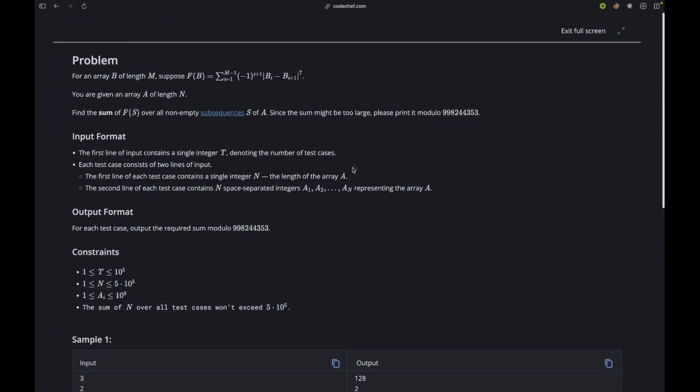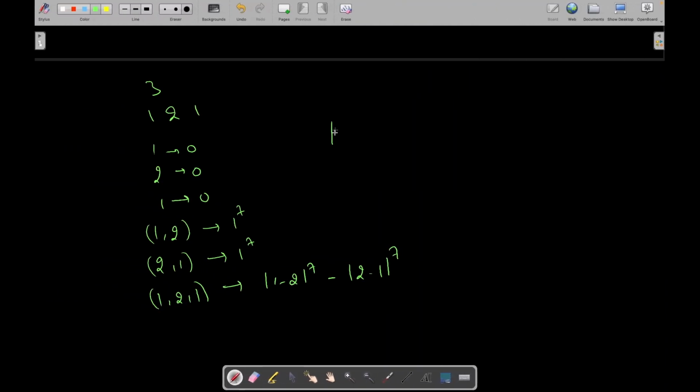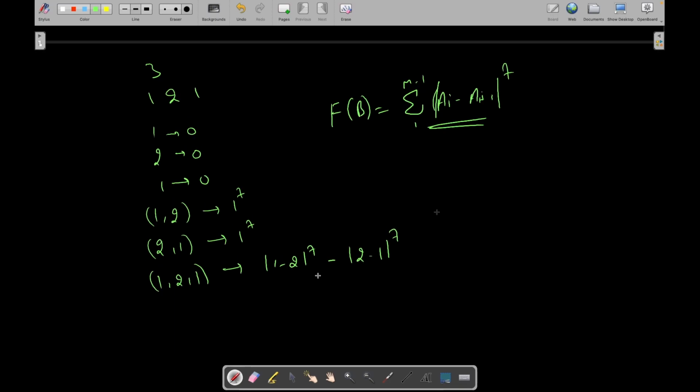Why the absolute value? Because in this summation we have |a_i minus a_(i+1)|. So f of b is equal to the summation from 1 to m minus 1 of |a_i minus a_(i+1)| to the power 7. Okay, so now that we have this, the remaining one is equal to 0. So overall my answer equals 2.